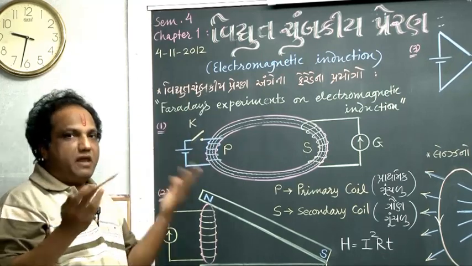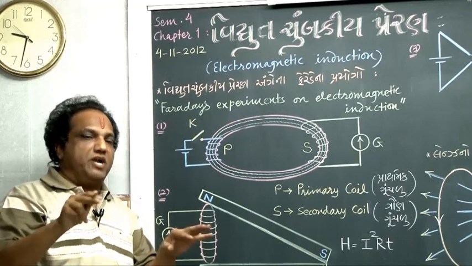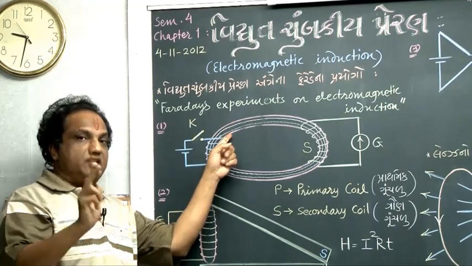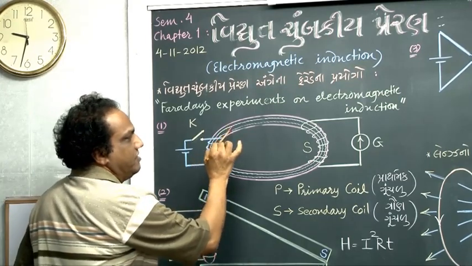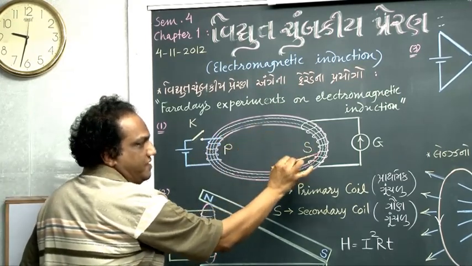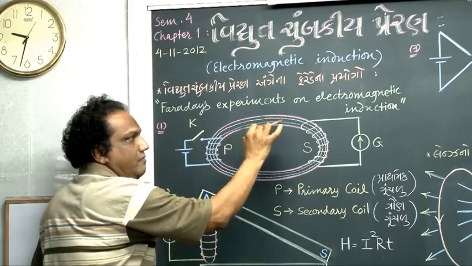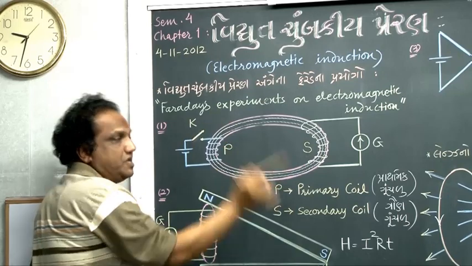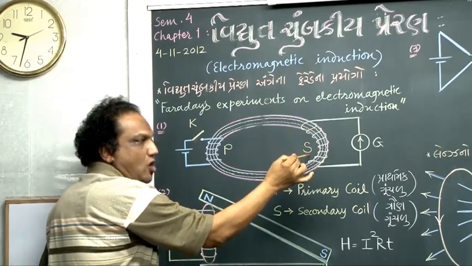The surrounding medium might be air or vacuum, which has very low permeability, and compared to that, this soft iron material has very high permeability. That's why magnetic field lines prefer to pass through this ring. Fine. And when they pass through this ring and form closed loops, they have to compulsorily pass through the secondary coil.